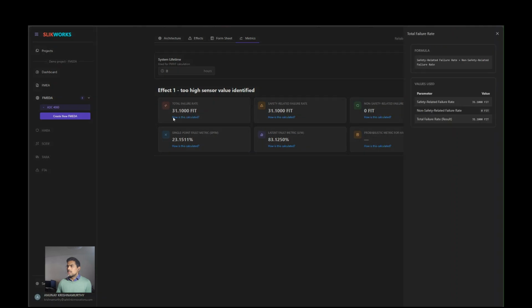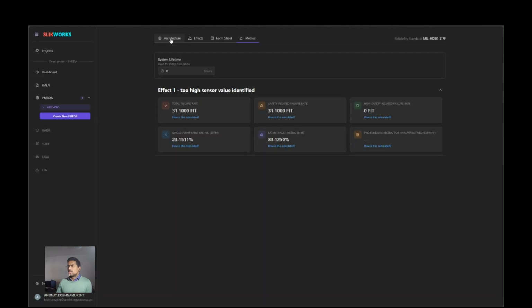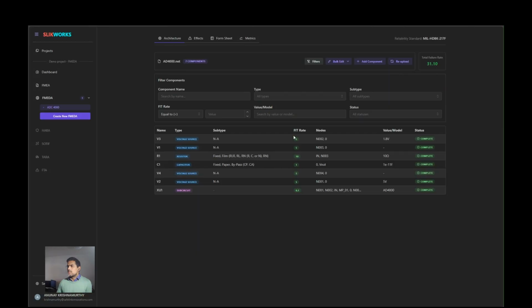You can click on this and it gives you some information as to where this is coming from. Essentially, it is the sum of the safety related failure rate and the non-safety related failure rate. Simply, it's just the sum of the failure rates of all these components. It gives you an idea of the overall probability of failure.